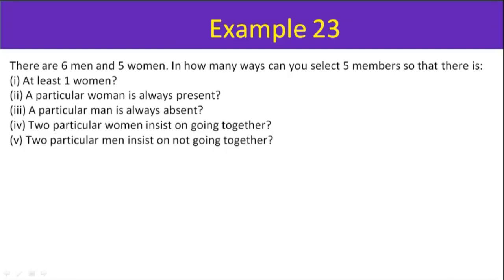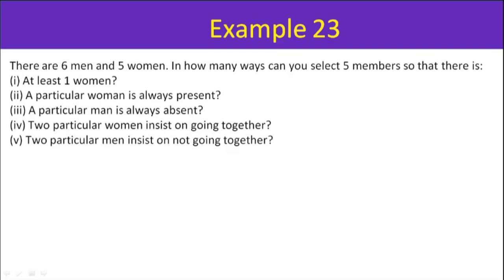Which means case number 1, the 2 particular women are in the team. If 2 women are already chosen, you're left with 6 men and 3 women. So total 9 members. You have to select a 3-member team now because 2 you have already chosen, 9C3. Or case number 2, the 2 women are not going. You have 9 members now, 6 men, 3 women, and you have to select 5 members from it, 9C5. So the answer to this question should be 9C3 plus 9C5.